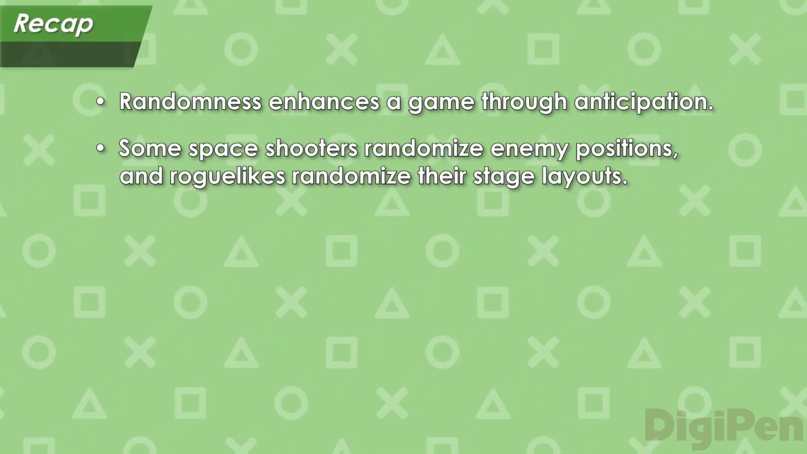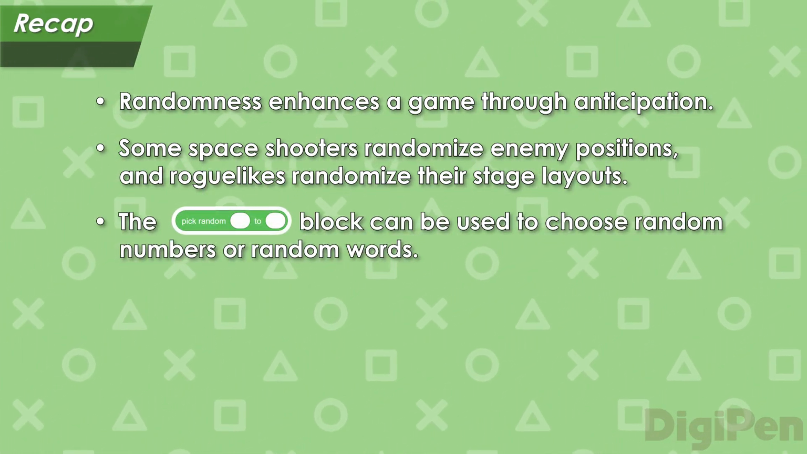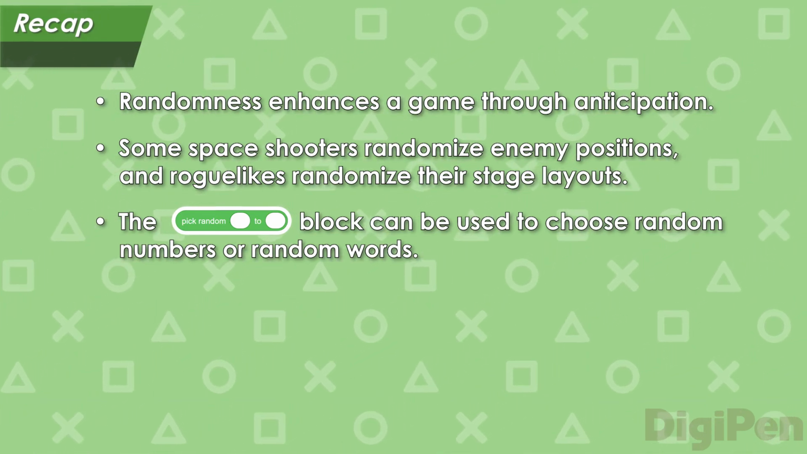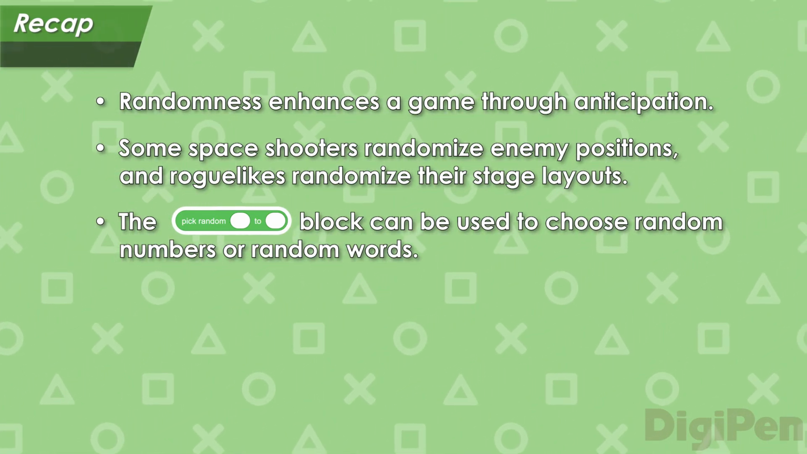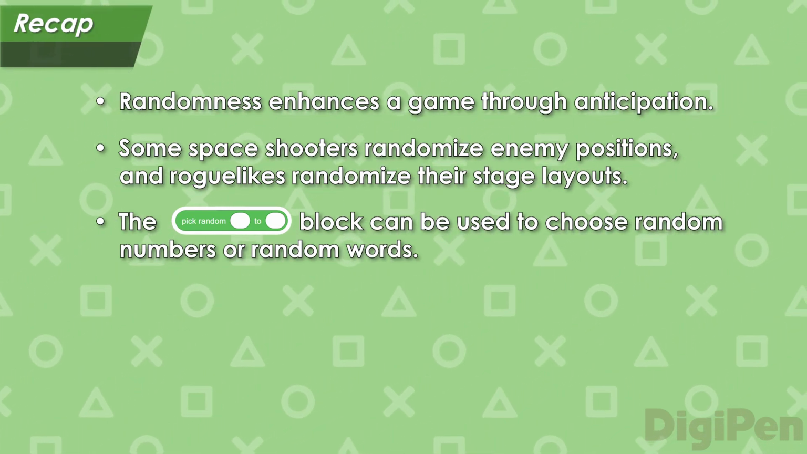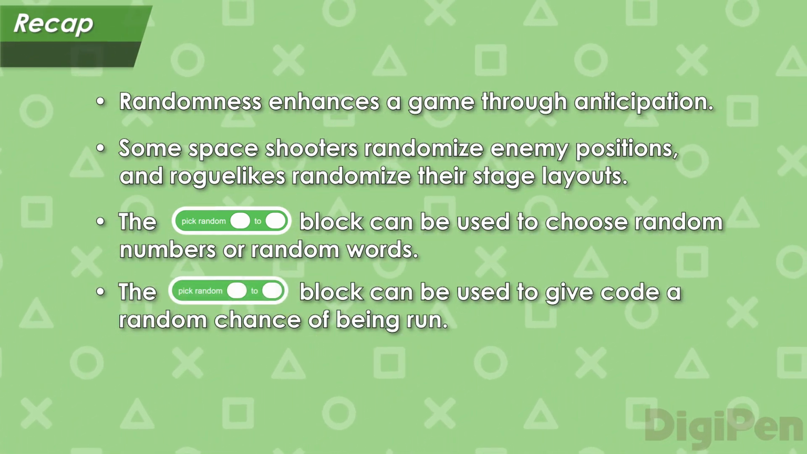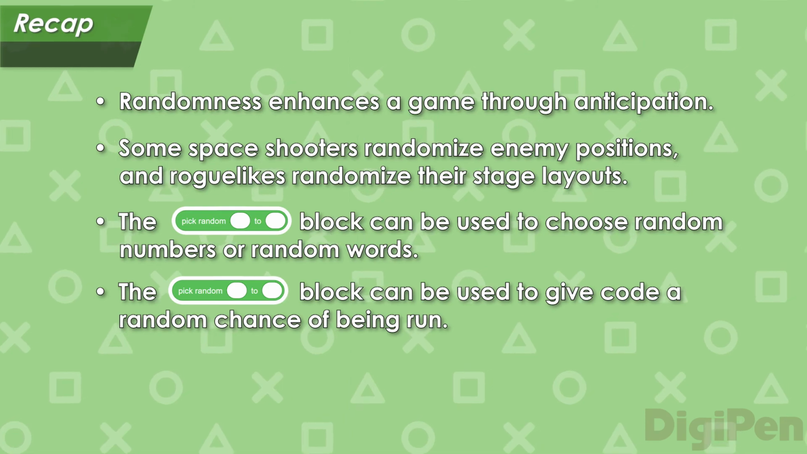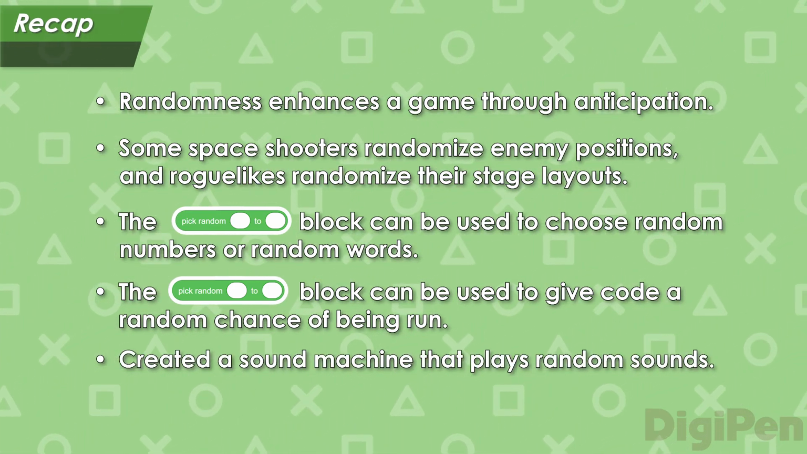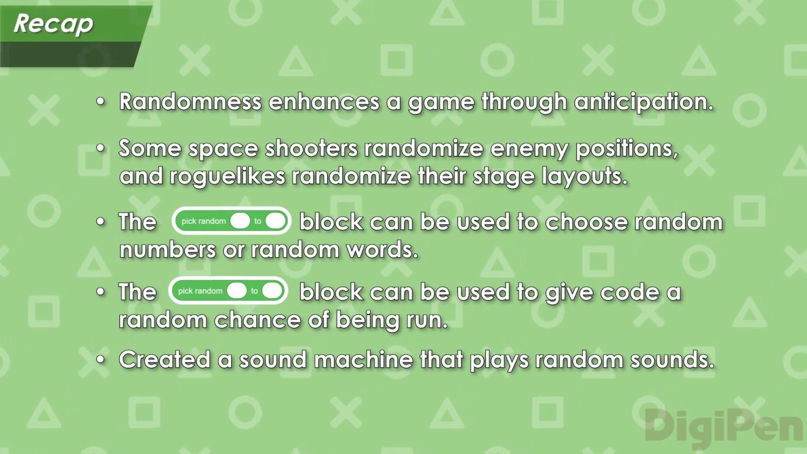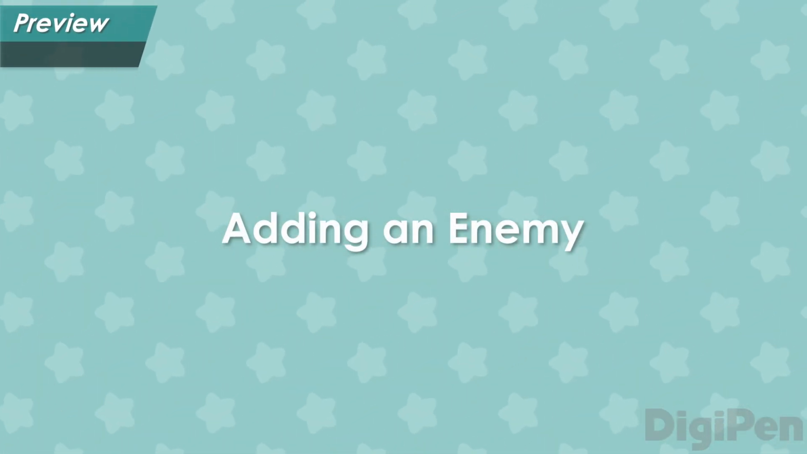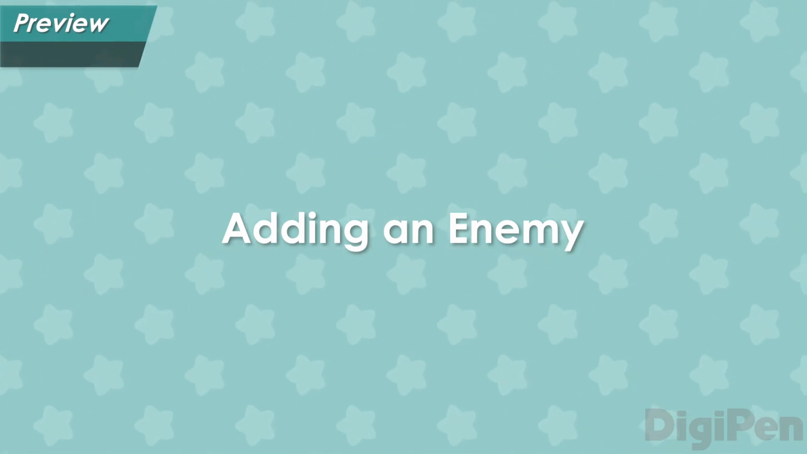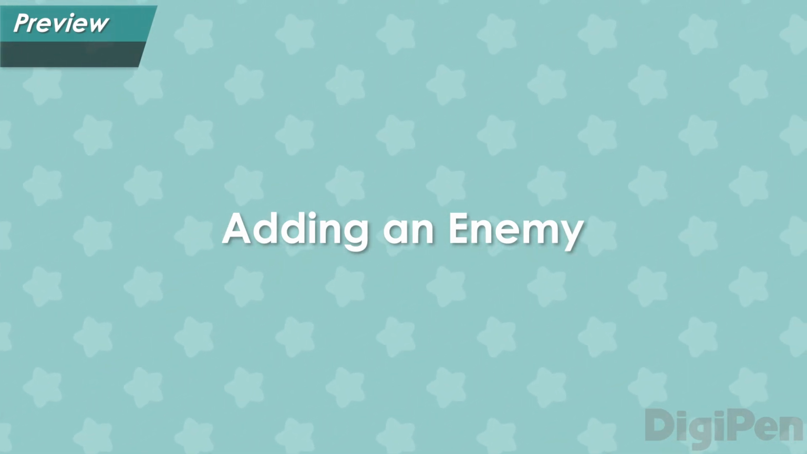We learned how Scratch uses random numbers with the Pick Random block. It can generate random numbers, and it can be used to choose random words from a list. We also saw that the Pick Random block can give code a random chance of being run. Finally, we applied this knowledge by creating a sound machine that plays randomly selected sounds when it's clicked. In the next video, we'll return to Scratch Invaders to give the player an objective by introducing enemies.